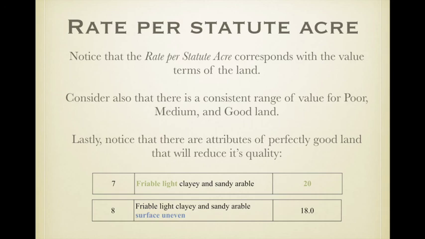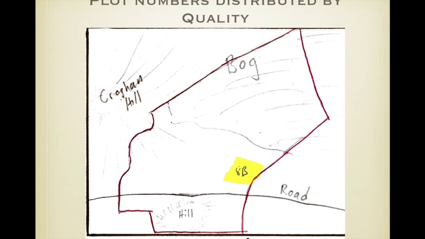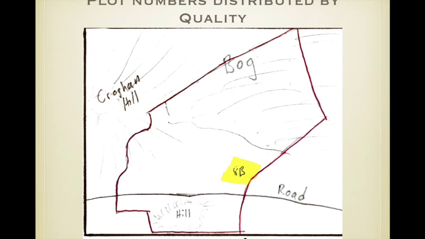If we look at the bottom of this slide, we can see how these two plots of land, despite the fact that they are both friable, light, clayey, and sandy arable, the fact that one of them is located on an uneven surface causes the overall value of the land to drop. So what we're going to do now, considering these different plots and their values, is place them onto the map that we drew of Barry's Brook.